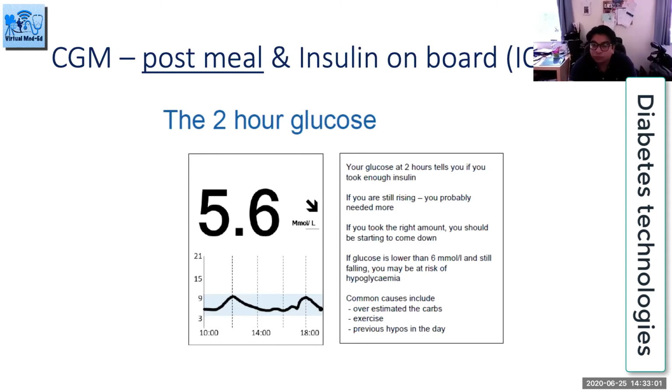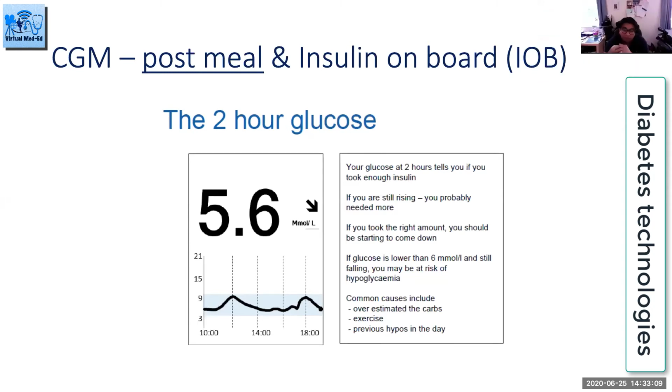But it is also worthwhile for the patient to pause for a moment and ask themselves, why is this happening? Have I overestimated my carbs? Is there a problem with my carb ratio? Is it because of my exercise not too long ago? Or have I been having lots of hypos today? Because it's worthwhile explaining if that's a recurrent phenomenon, because that might influence how we improve things moving forward and avoid any significant hypoglycemia. So it's worthwhile bearing that in mind.